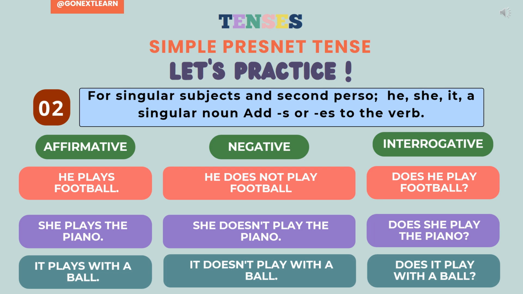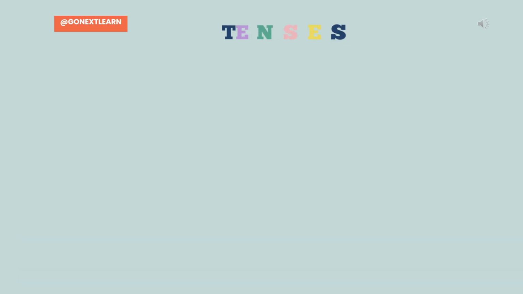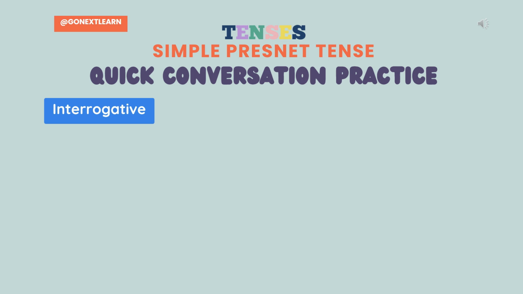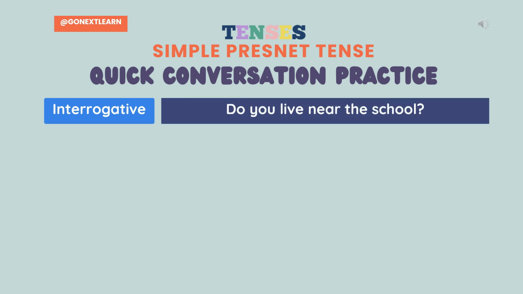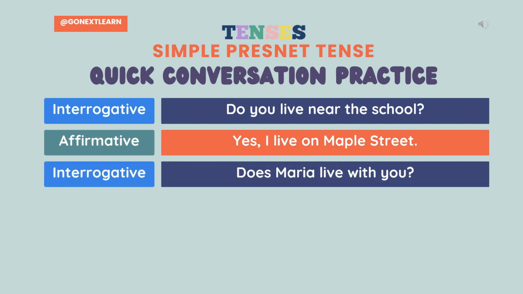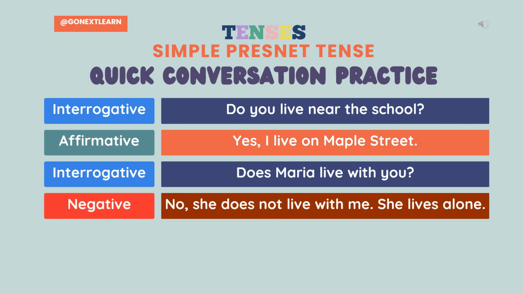Let's practice. Let's see this in a real conversation. Listen to how the form changes. First, with you, which uses do: do you live near the school? Yes, I live on Maple Street. Then, with Maria, she, which uses does: does Maria live with you? No, she does not live with me. She lives alone. See the s on lives in the affirmative.